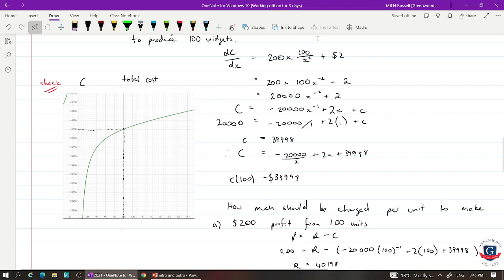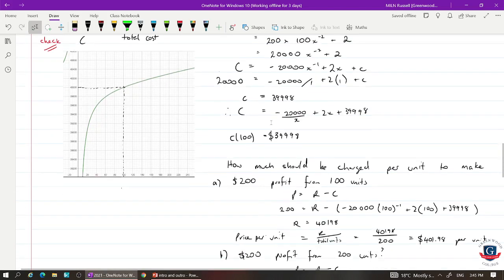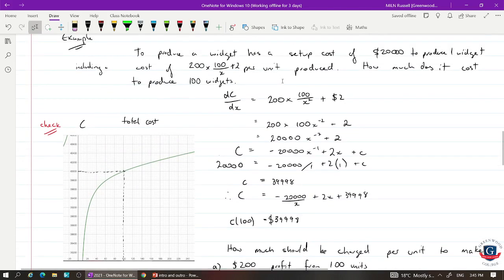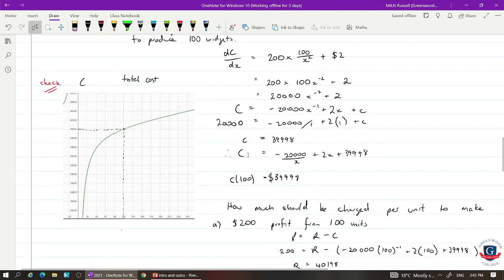We have anti-differentiated this function here. Now, we know that when it's produced 1 unit, it's $20,000, so we substitute 1 and 20,000 into the formula. We get c equals 3998, which gives us our cost formula. And once we have a cost formula, we can work out how much it costs to make 100 units by substituting in 100. And bang, there's the cost there.